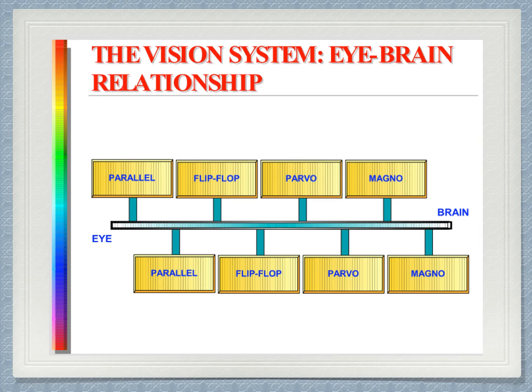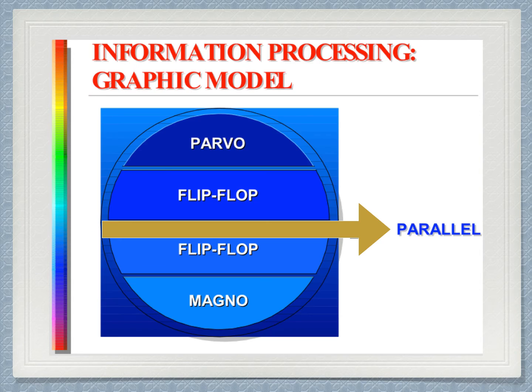Here's a graphic to show that both the eye and the brain have these different channels, and there's many different interactions among them. Here's just another graphic to illustrate the relationship of the different levels of the model. This is a two-dimensional model.